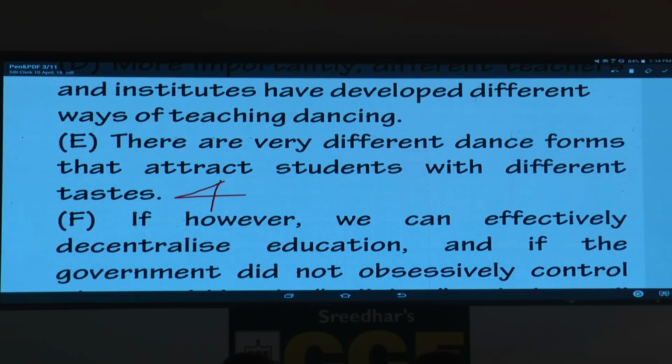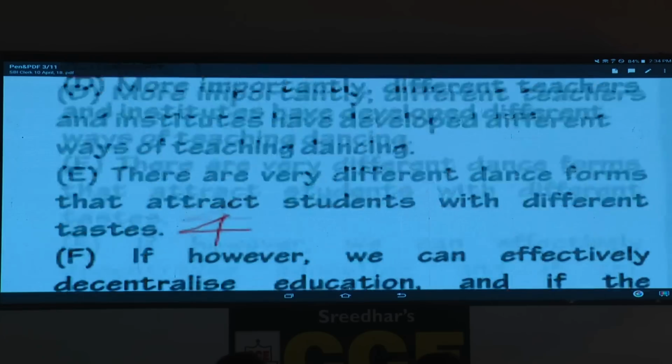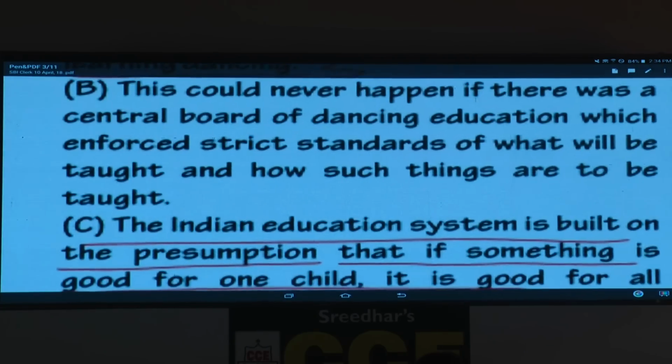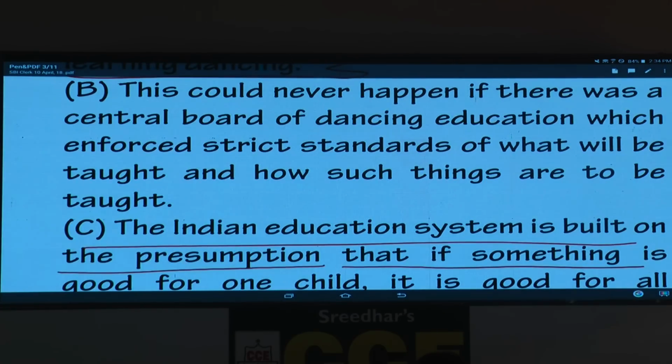Adding more information to that with the expression, what is the fifth sentence? More importantly. This is a phrase that tries to emphasize, more importantly, different teachers and institutes have developed different ways of teaching dancing. So this is the fifth sentence. Now what is the concluding sentence? B. What does B say? This could never happen if there was a central board of dancing education which enforced strict standards of what will be taught and how such things are to be taught.